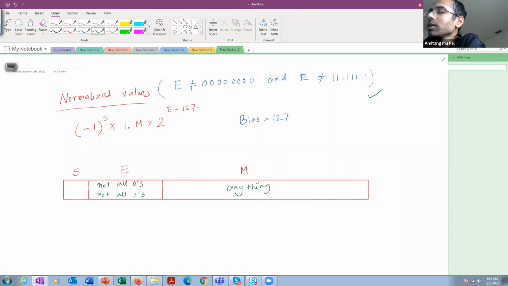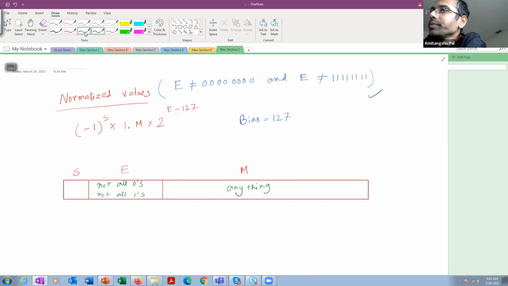Okay, so by looking at the 8-bit exponent, you need to check whether the number is a normalized value or not. Clear? Okay.